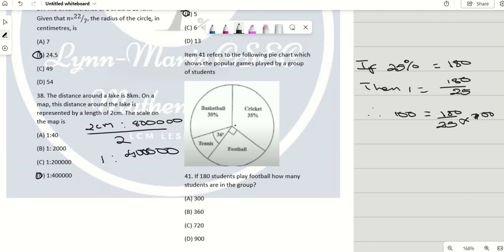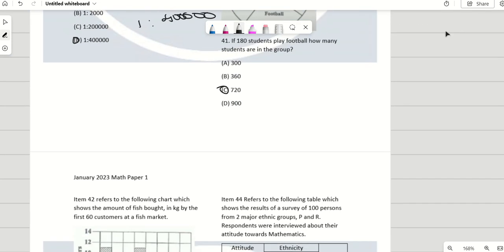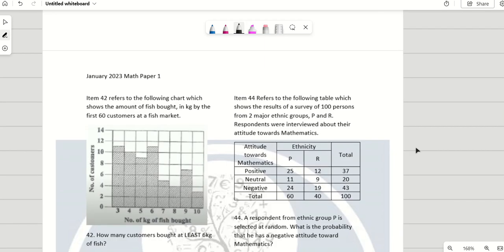We say 25 and 25, 25 into 100, 4. We get 18 by 4, 8 4s are 32. So it would be C, 720. You could calculate it as 180 multiplied by 4, you will get 720. And that's how you do that. Yeah. Number 40.